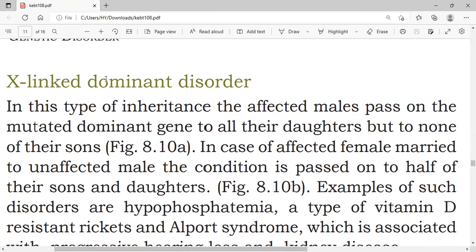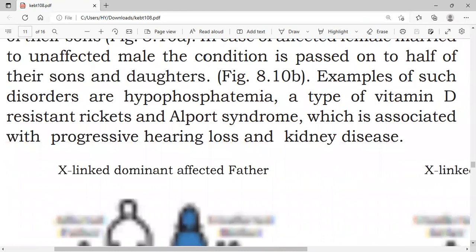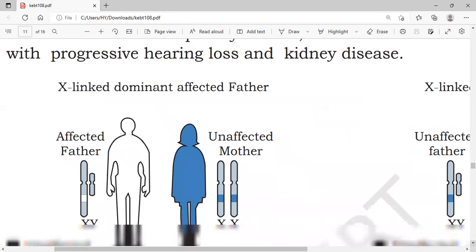In the case of an affected male married to a female, consider their sons and daughters. Examples of such disorders are hypophosphatemia, a type of vitamin D resistant rickets, and Alport syndrome, which is associated with progressive hearing loss and kidney disease. In an affected female married to an unaffected male, the condition is passed on to half of their sons and daughters.